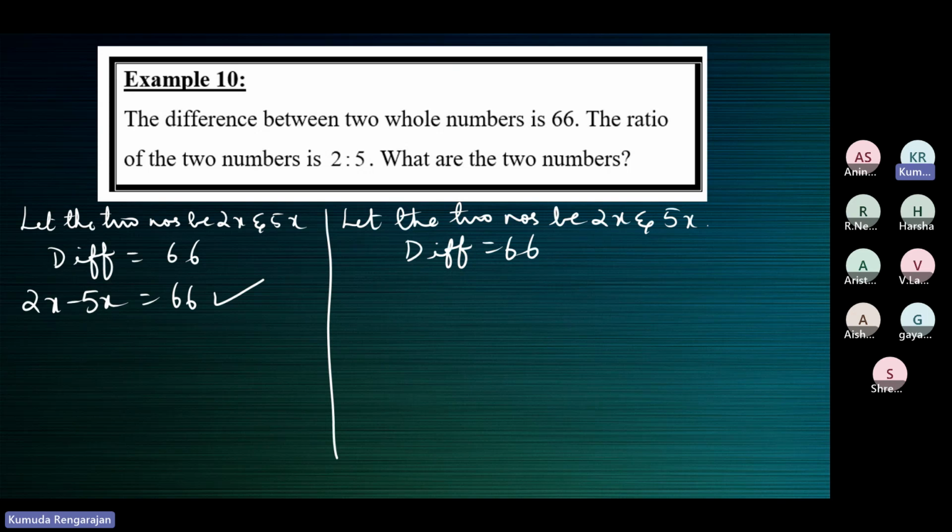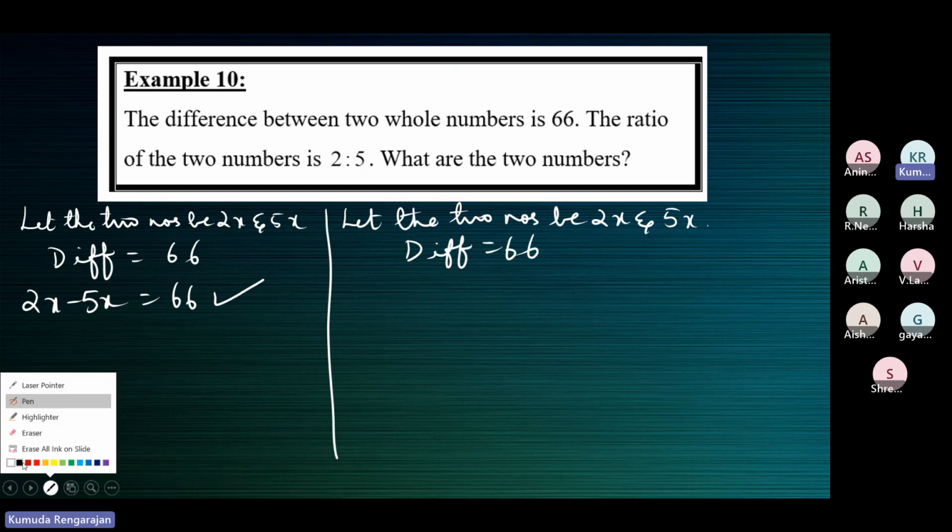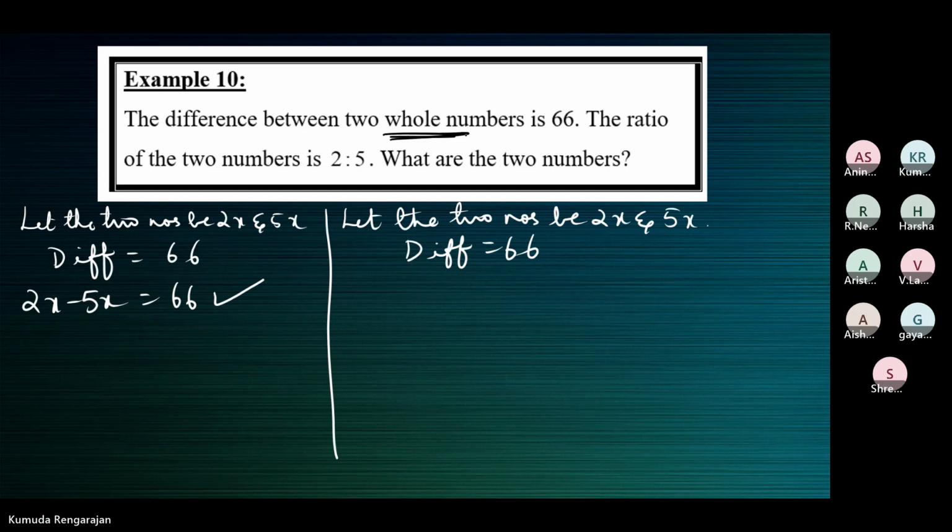We know that two whole numbers meaning both the numbers are positive. Yes or no? Yes, ma'am. Numbers can be positive or negative, but whole numbers are positive, because whole numbers are 0, 1, 2, 3, 4, and so on. The difference is positive 66. So don't you think it should be the greater number minus the smaller number, which is 66?